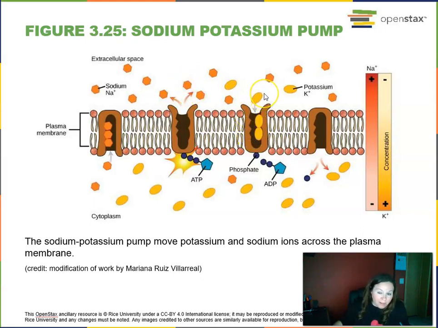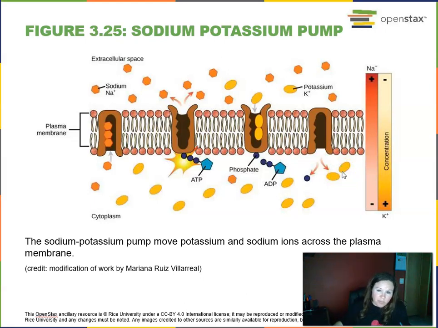Meanwhile, while the protein is shaped this way, it receives potassium very readily. So 2 potassium bind into their spot. That phosphate group from the ATP that bound before drops off. And then it changes our protein back to its original form, which then drops those potassium ions back to where they belong, into the cytoplasm of the cell.